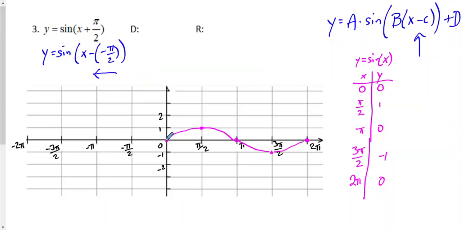So no longer is our first point going to be 0, 0. We're now starting at negative pi over 2, 0. And then this point here becomes 0, 1. This point here, as we move it, becomes pi over 2, 0. The one down here becomes pi, negative 1. And the one over here becomes 3 pi over 2, 0. So our new transformed curve looks like this.